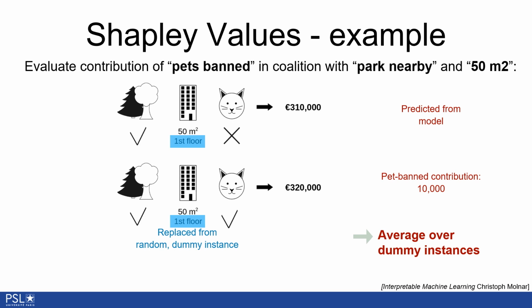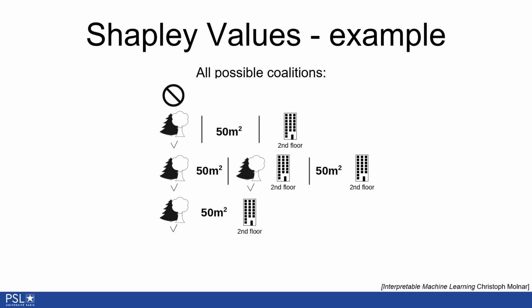To compute the Shapley value, we need to look at all possible coalitions. For this example, all the possible coalitions are listed here. First, the coalition with no other features. Then coalitions with one feature at a time, coalitions with two features at a time, and finally a coalition with all features.